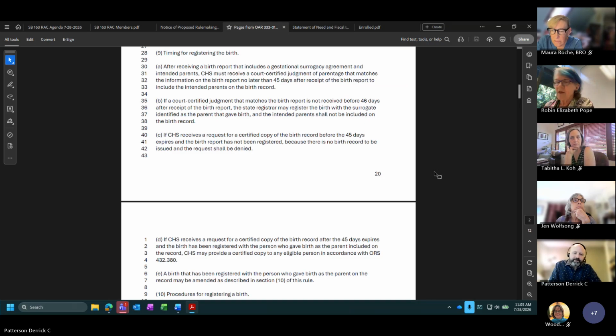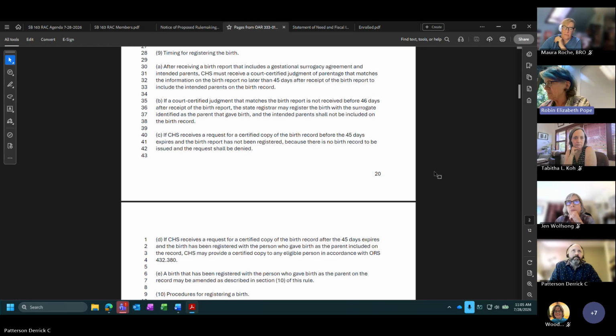Robin. So this is probably one of the most problematic parts of the proposed rule to me. So timing, 9A, and you have my edits, but this piece is really important. After receiving a birth report, we don't include the gestational surrogacy agreement when we file our documents with the court, and there's no requirement in the statute. We actually discussed that in our work group when we wrote the statute. So that's not required in Oregon.